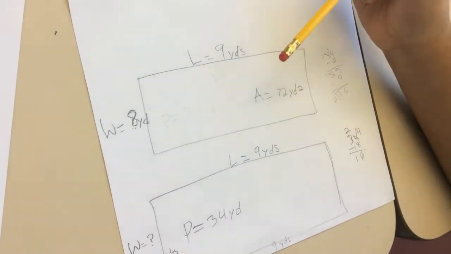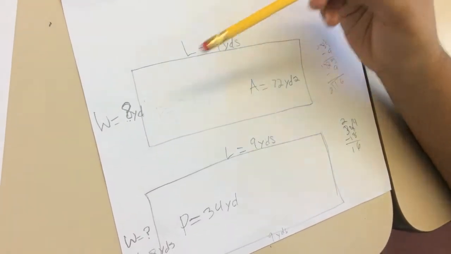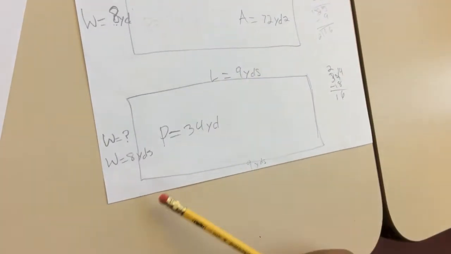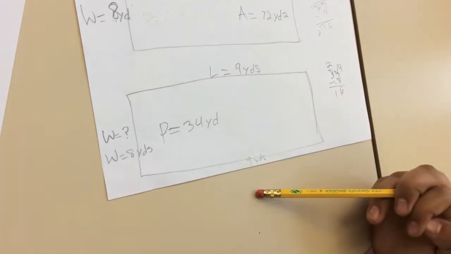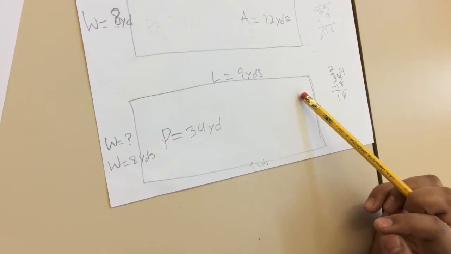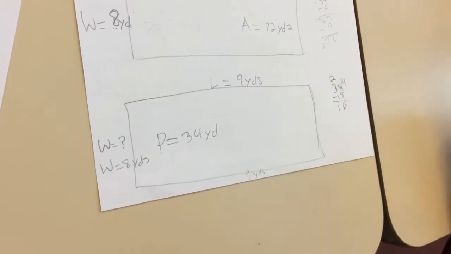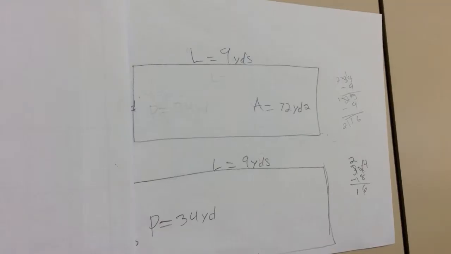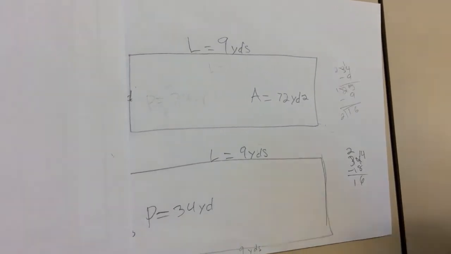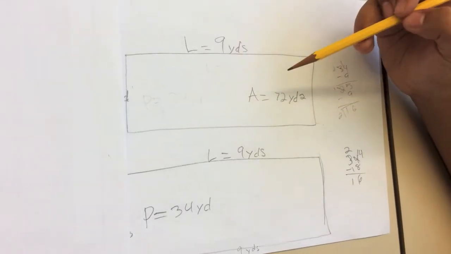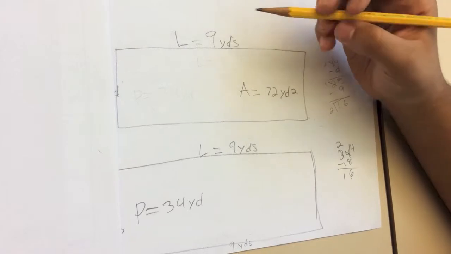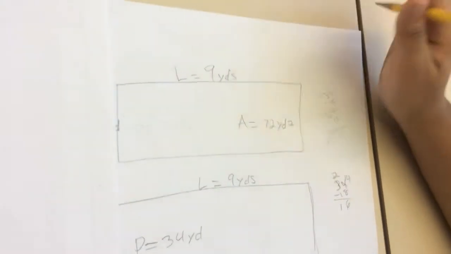Okay. To find the area, that'll be 9 times 8, 72. So that's correct. For the perimeter, 9 and 9 is 18. 8 and 8, 16. So 18 plus 16 is 34. Yes, she's correct. Okay, so if you know the area and the length, can you figure out the width? Yes. You can figure that out by taking the area, which is 72, dividing it by 9, which will give you 8, which is the width.